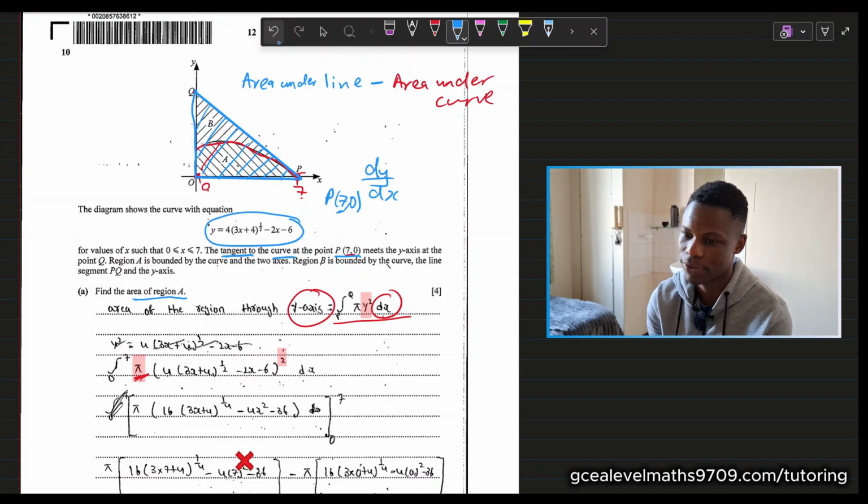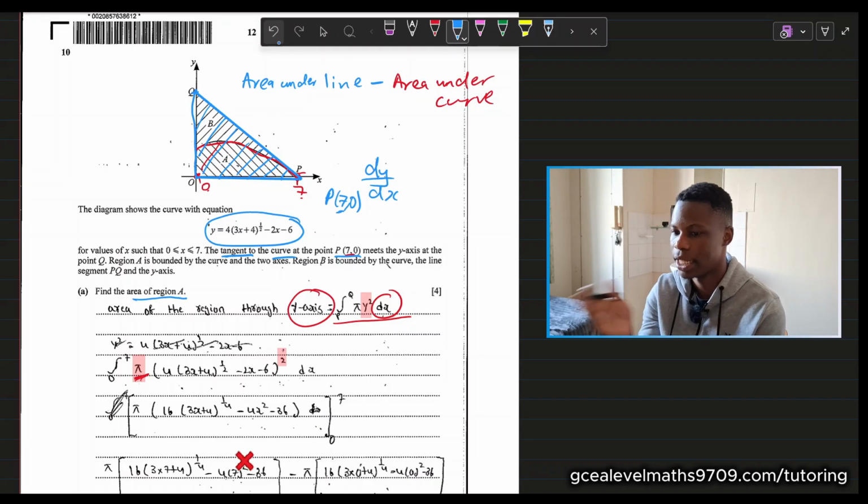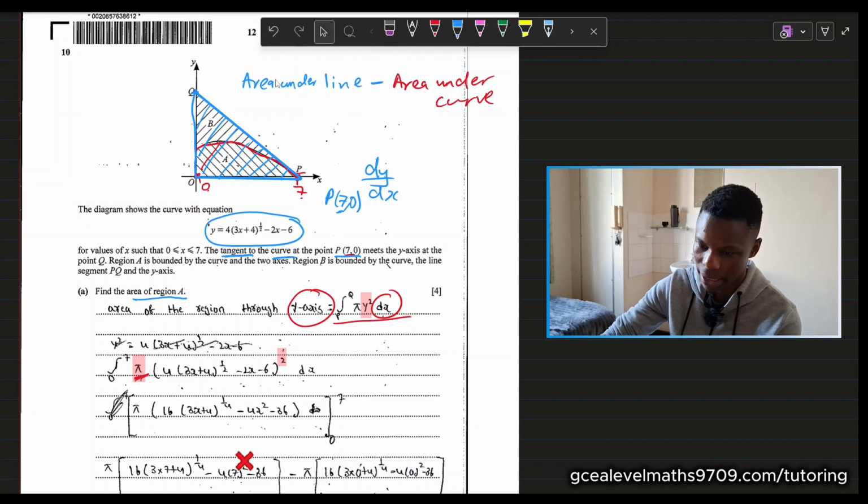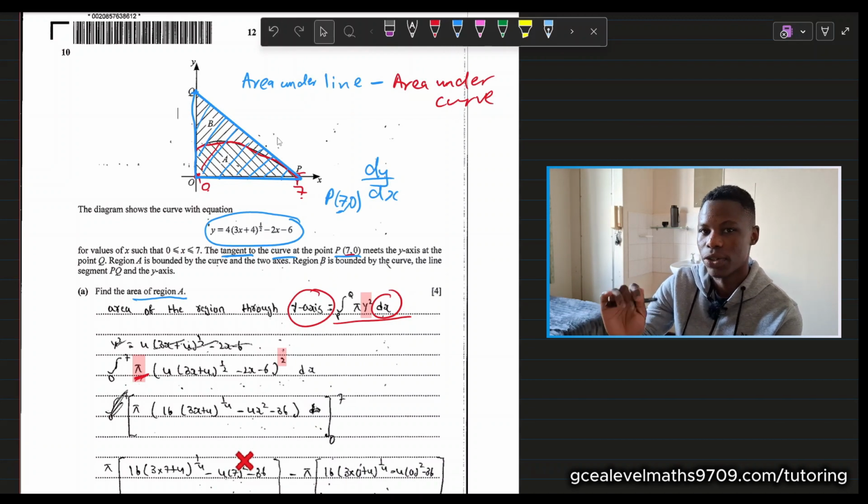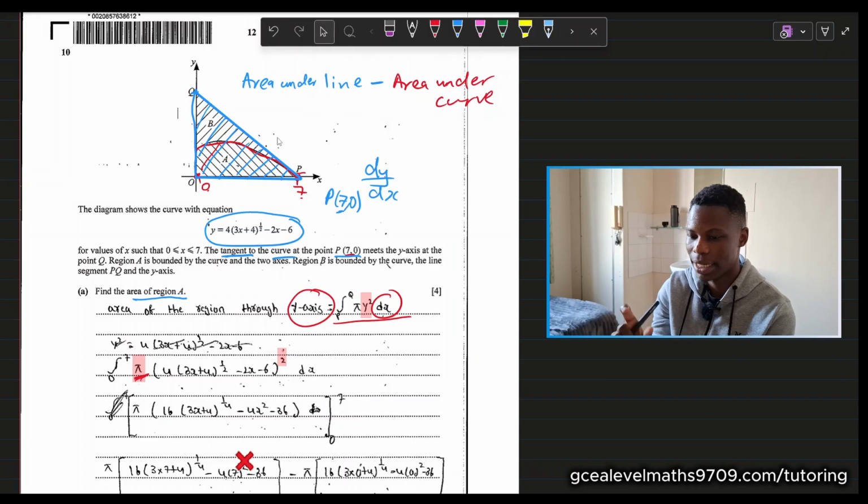So you can just find the coordinates of Q there. And once you know what this y coordinate is at Q using the equation of the line, then you just find the area of the triangle and then subtract the area under the curve, and that should give you B. So I think you were confusing volume of revolution and the area of the shaded region. So just make sure to go over that.